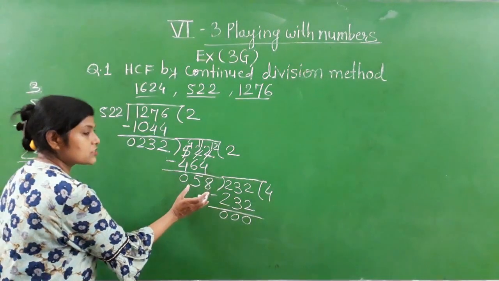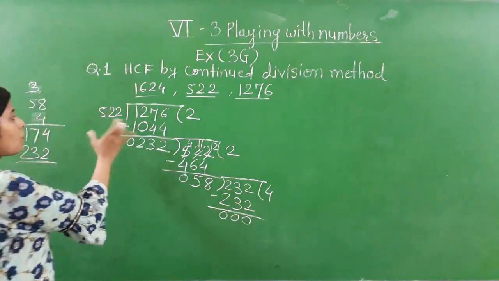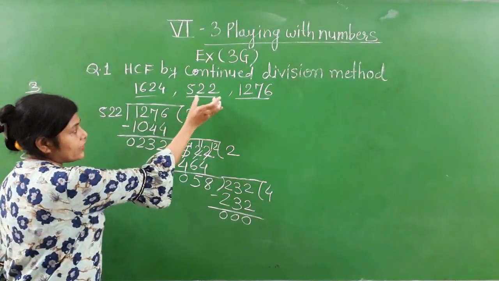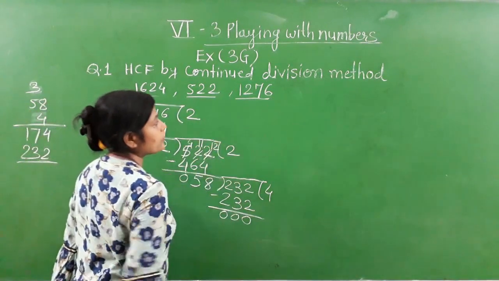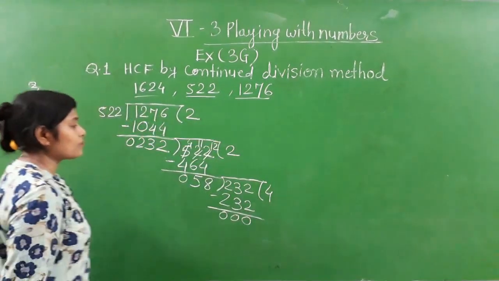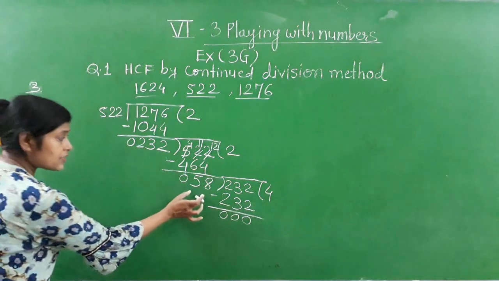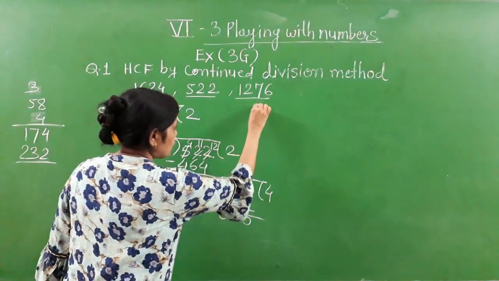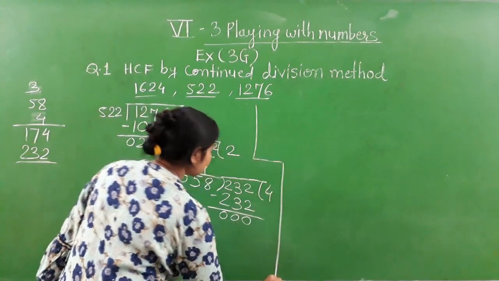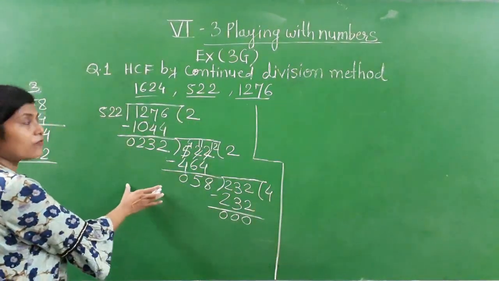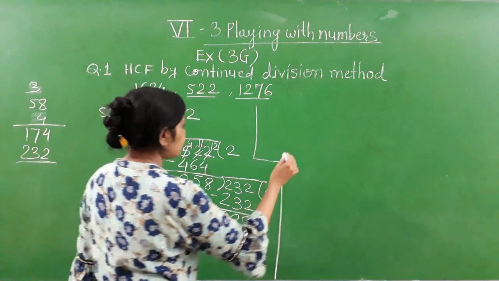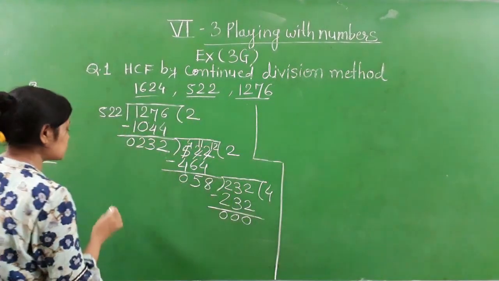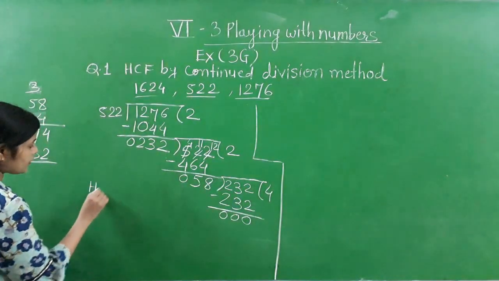Means what? This 58 is the HCF of 522 and 1276. Okay. So now by this HCF we will divide this number. Okay. So here we will divide it. Step 2. This is the step 1. Now step 2. We'll divide it by the HCF of this.